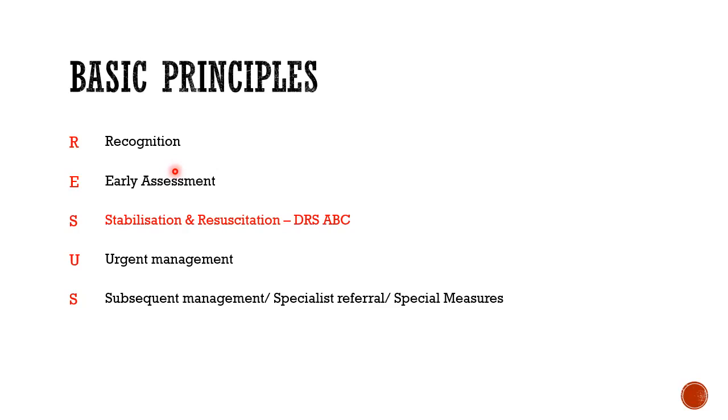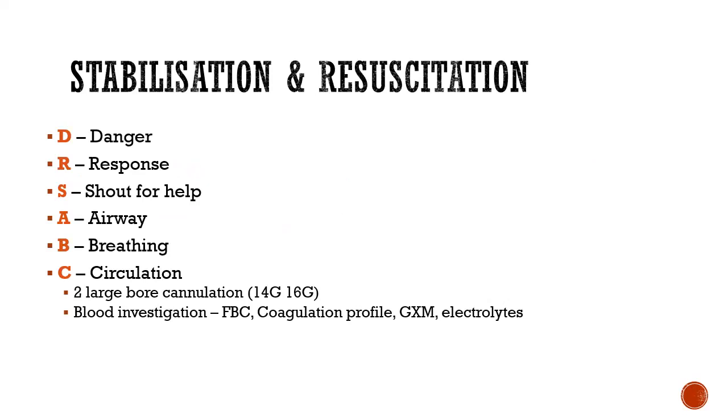Then you now need to stabilize and resuscitate the patient. No matter which posting you go to, no matter what emergency you have, you always come back to this rule of thumb, DRS ABC. So what does DRS ABC mean? Danger, response, shout for help, airway, breathing, circulation. So this is always back to the basics. Danger: you need to see whether the patient is in a proper position or a proper place. Is there anything that endangers you?